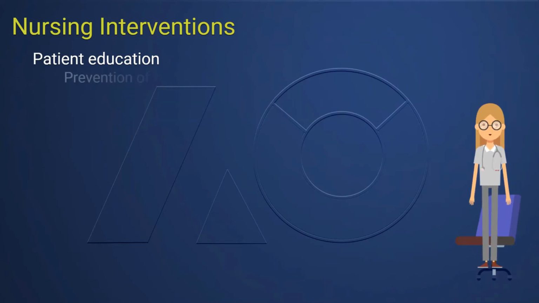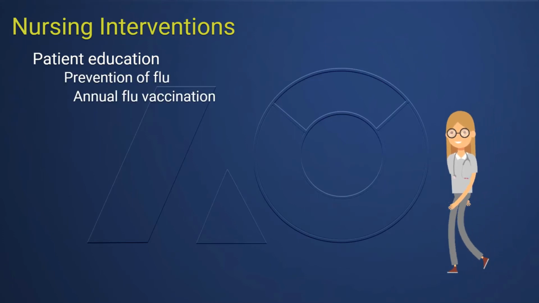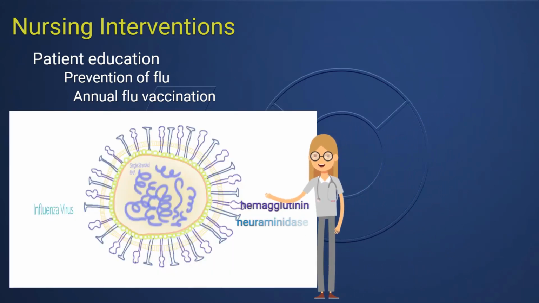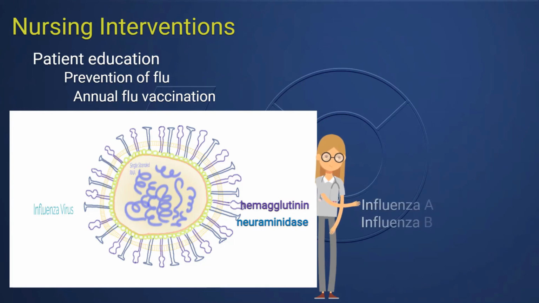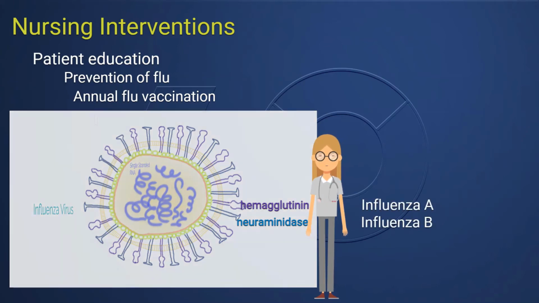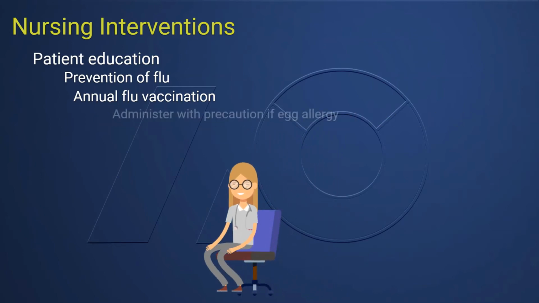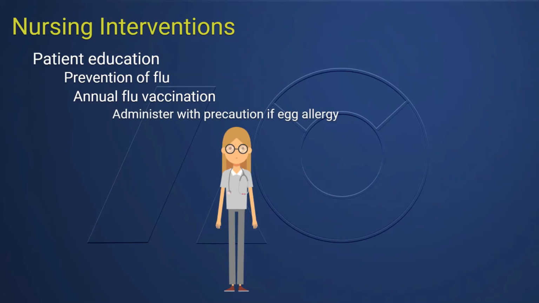Patients should be taught on prevention of influenza. Taking annual vaccination is recommended. Influenza vaccine includes purified hemagglutinin and neuraminidase from both influenza A and B viruses. Initial series of influenza vaccination is 2 doses given 4 weeks apart. Anyone with egg allergy should take influenza vaccine with precaution.